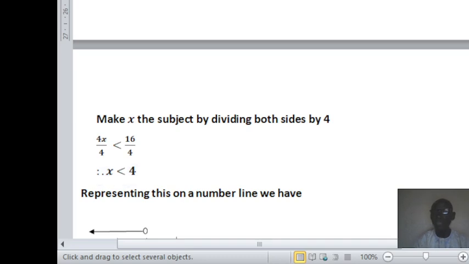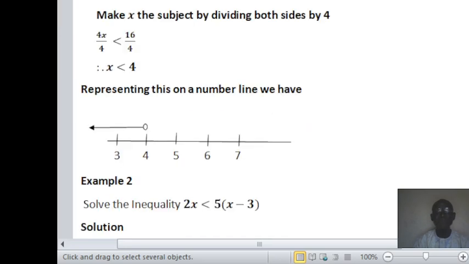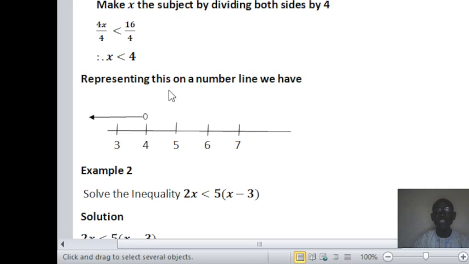Now, representing this arithmetic process on your number line, you draw the number line, look at it, then you place your figures.